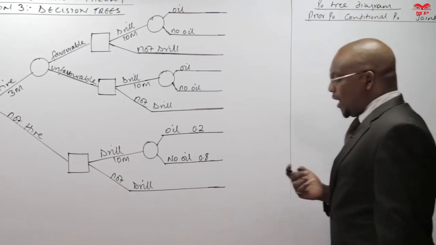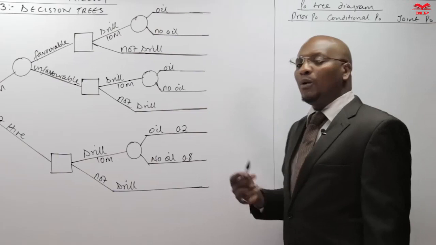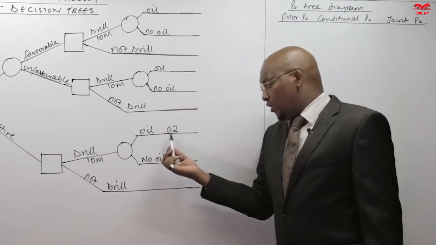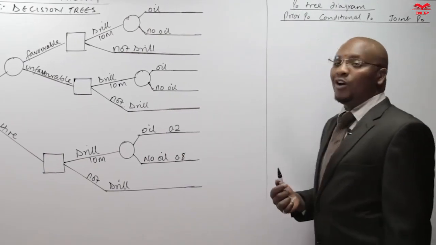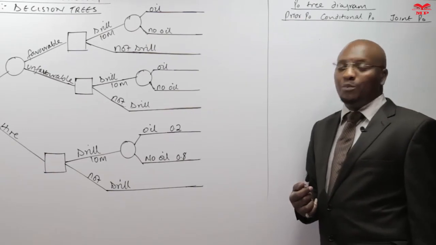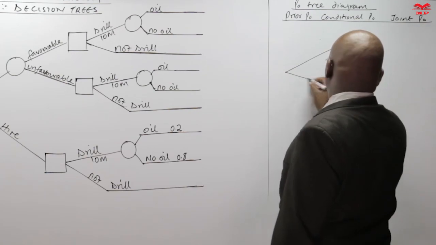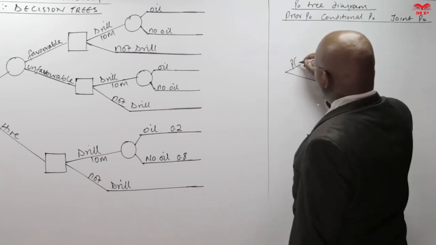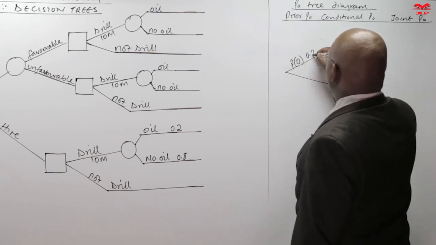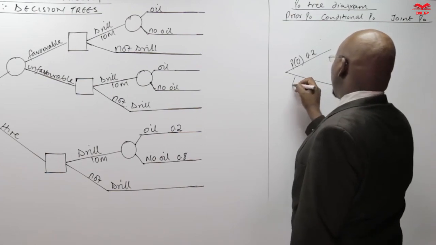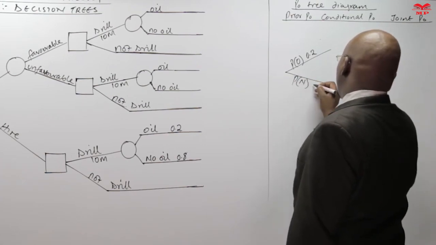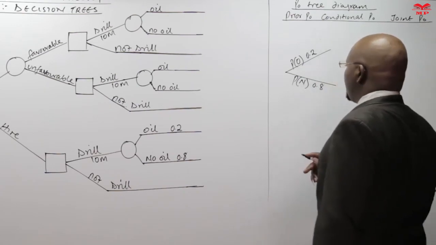Now, prior is from our current experience and our estimate, our knowledge. We know that we may have oil or no oil with a probability of 0.2 and 0.8. That's why it is the starting point. So this is going to be prior, that is probability of oil, which is 0.2, while probability of no oil is 0.8. That's what you have.